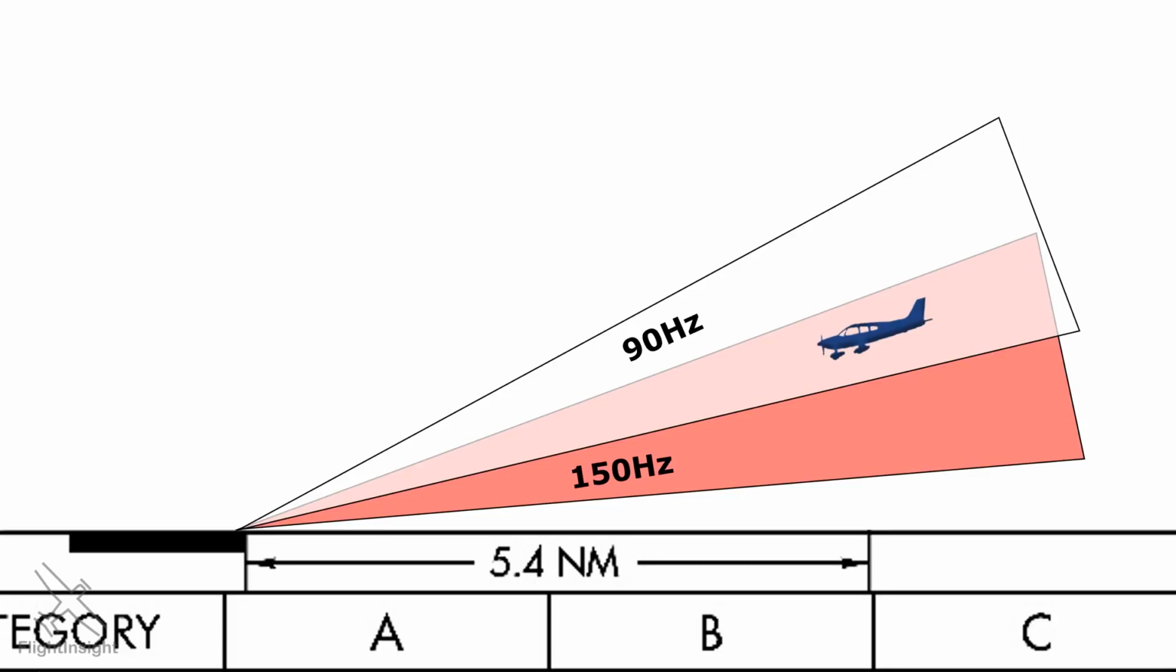So when our equipment on board picks up both signals perfectly overlapped, it'll indicate to us that we're centered on the approach. Too much of the 90 Hz signal and it will indicate too high, and too much of the 150 Hz, it'll indicate too low.